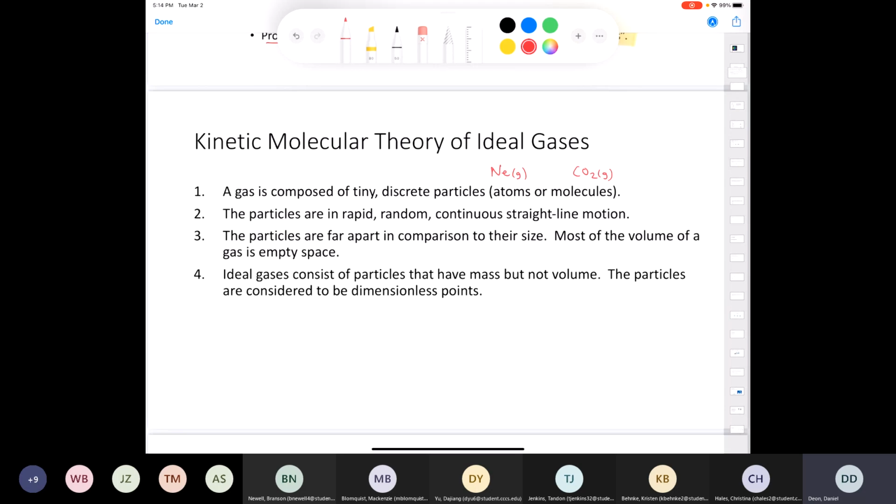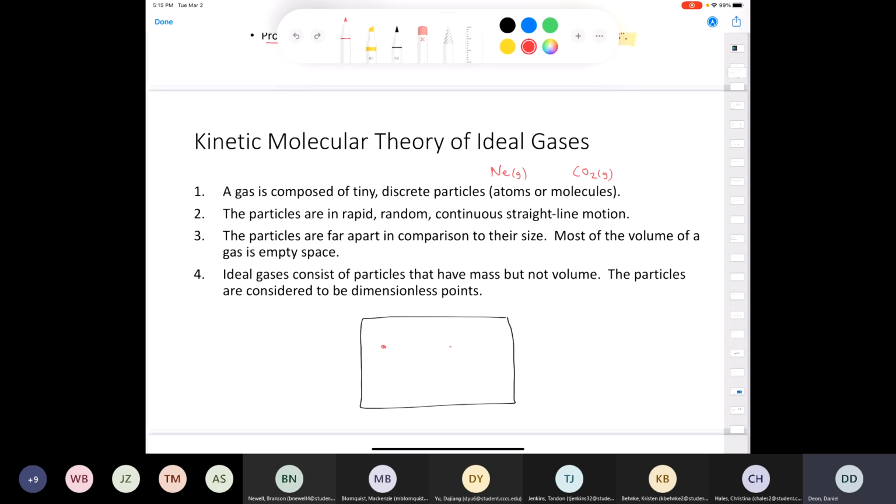Now, what we do is we think about the gases, the particles of gas, we think of them as in rapid, random, continuous straight line motion. So have you ever seen the DVD screensaver, right? We think of them as just bouncing off the walls of the container, so to speak. Okay, that was just my artist rendition. But we think of them as moving in random, continuous, quick, straight line motion.